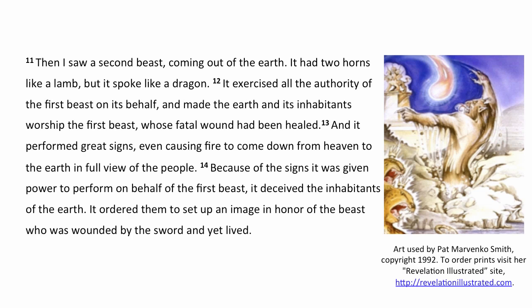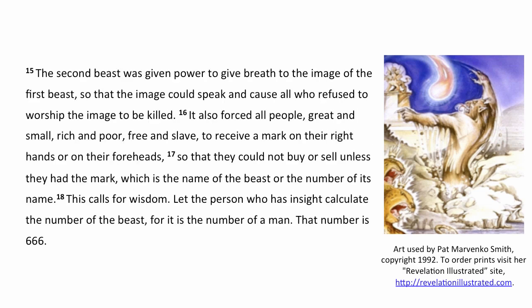Because of the signs it was given power to perform on behalf of the first beast, it deceived the inhabitants of the earth. It ordered them to set up an image in honor of the beast, who was wounded by the sword and yet lived. Verse 15. The second beast was given power to give breath to the image of the first beast, so that the image could speak and cause all who refused to worship the image to be killed. It also forced all people, great and small, rich and poor, free and slave, to receive a mark on their right hands or on their foreheads, so that they could not buy or sell unless they had the mark, which is the name of the beast or the number of its name.